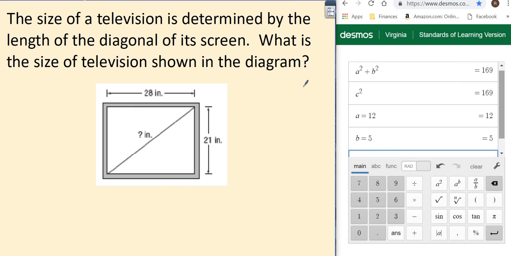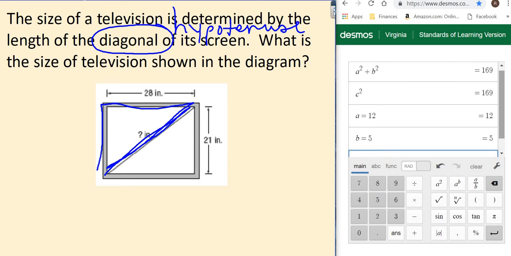Okay, the size of a television screen is determined by its diagonal. The word diagonal automatically means hypotenuse. Trust me on that. It's going to be that way. So it says, what's the size? So they want this diagonal here. That's what they're looking for.